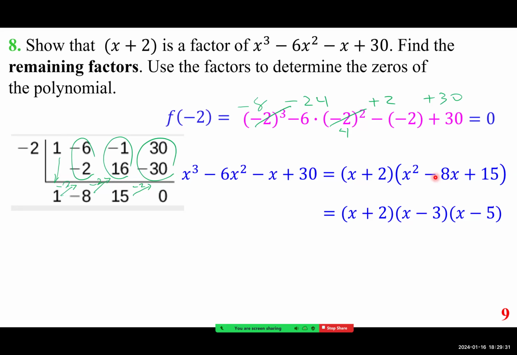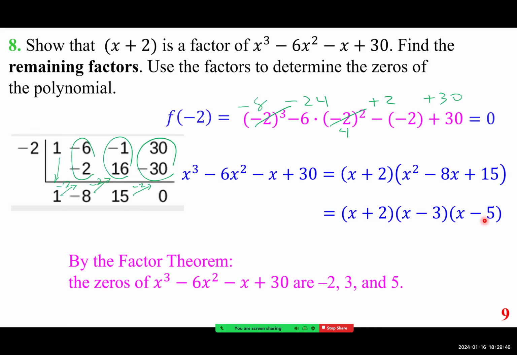So by the factor theorem, we proved negative 2 was a zero, so x plus 2 was a factor. It was divisible by x plus 2. Therefore, it's divisible by x minus 3 and x minus 5. So the zeros are negative 2 here, positive 3 here, positive 5 here.